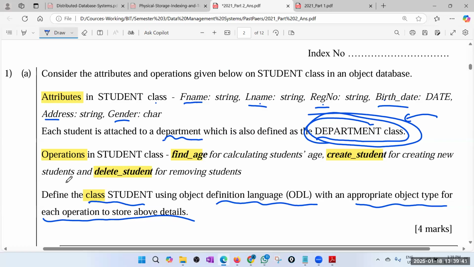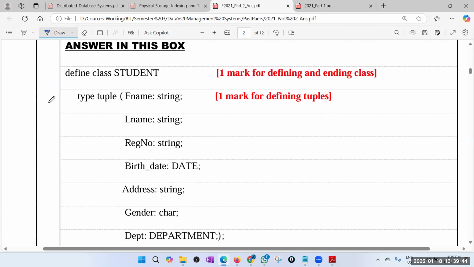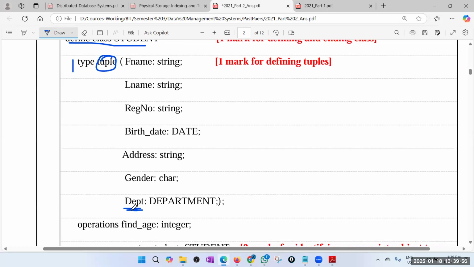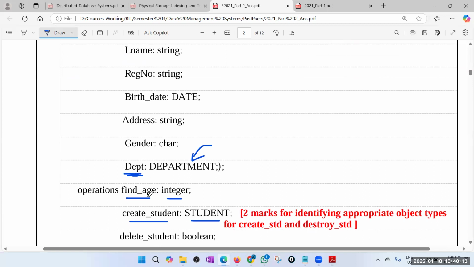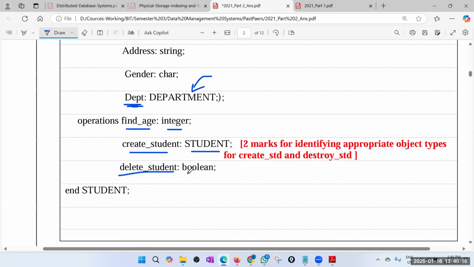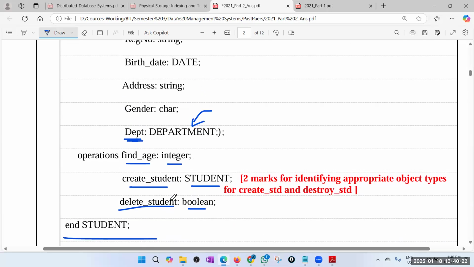Okay. Right. So you should be able to write it, right? So define class, use the exact syntax, okay? Then define your tuple with the data types, and you can see department, type department. So that is a must, type department, okay? And the operations, the 3 operations: find age, integer; create student, student of the same type, because it's a constructor sort of thing; delete student, because if you have nothing to delete, anyway we need to delete something, therefore we return Boolean. And that's it. And this is important.